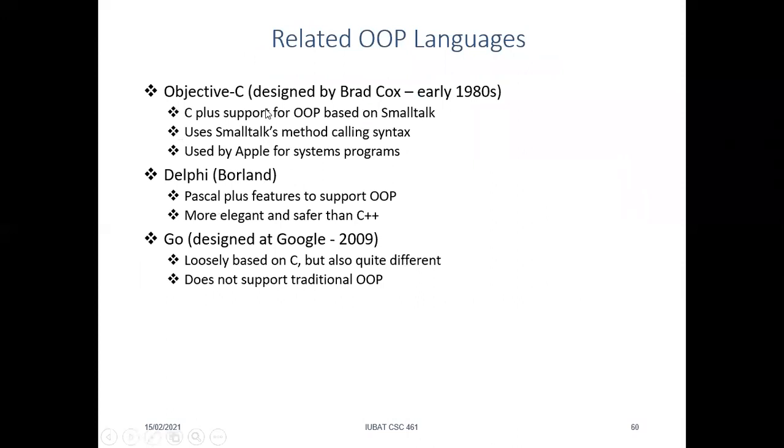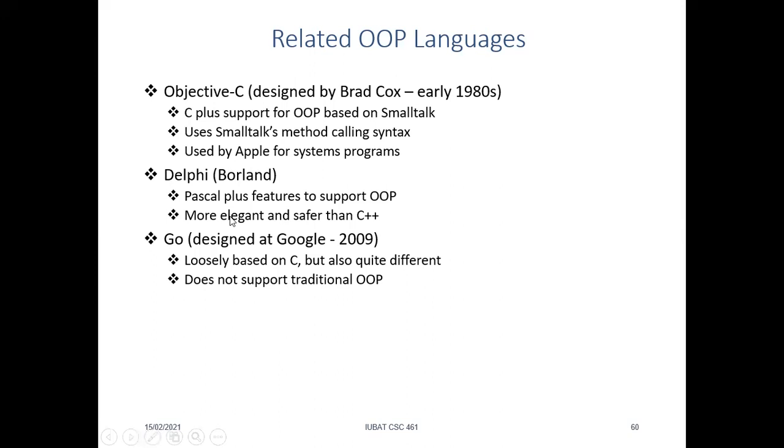Then we have this Objective C that a little bit ago I was talking about. Okay, C plus support for object oriented based on Smalltalk. It uses the Smalltalk's method calling syntax, so everything is almost the same, but it uses the object oriented concepts, and it is used by Apple for system programs. So here we get the features of C programming that we know, that is very fast, that is very light, efficient. At the same time, we actually implement the idea of object oriented programming.